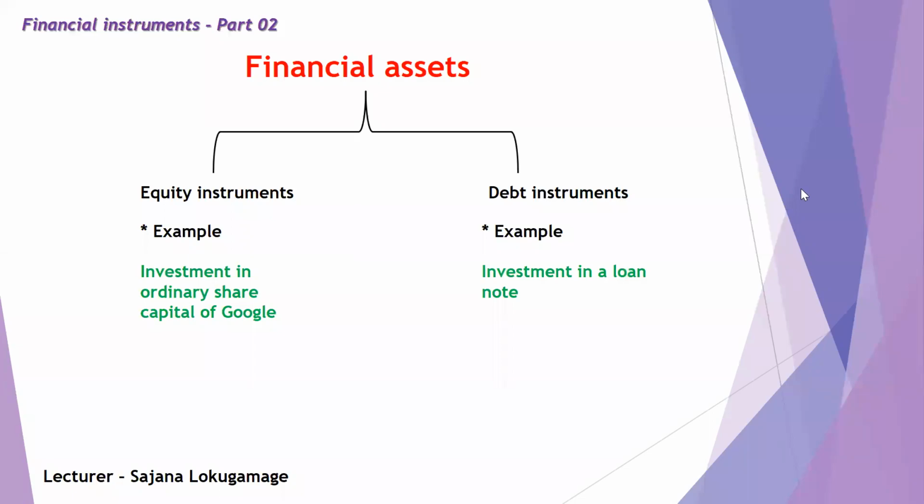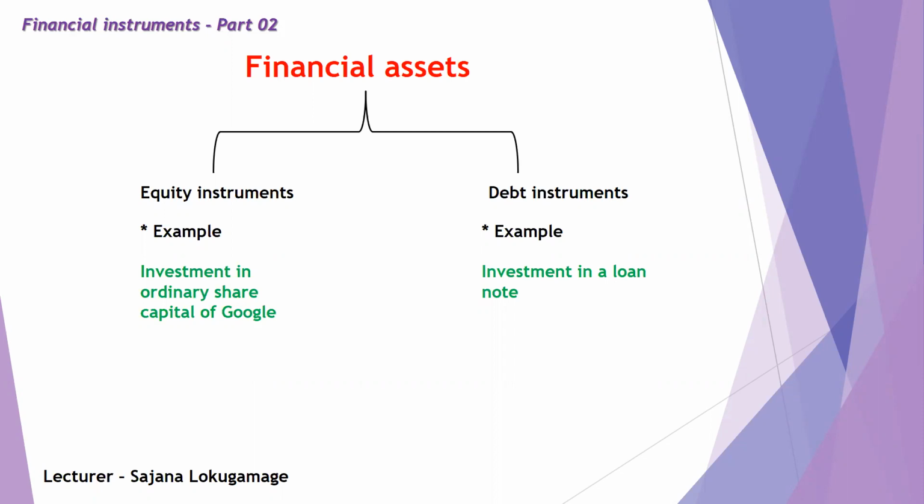Hey guys, in this video, let's talk about financial assets. First, think about this: what is a financial asset? A financial asset is a contractual right to receive cash. For example, receivables. From receivables, you have a contractual right to receive cash. So therefore, receivables is a financial asset.